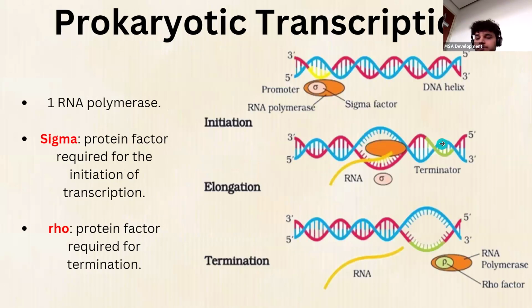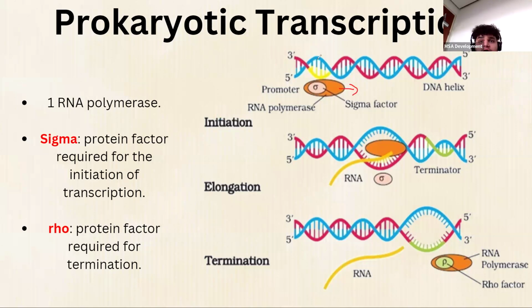Okay? Remember that. Now, prokaryotic transcription is really straightforward. You have one RNA polymerase for prokaryotes. In eukaryotes, we have 3, and the one that's most important is number 2. This is the RNA polymerase, okay?